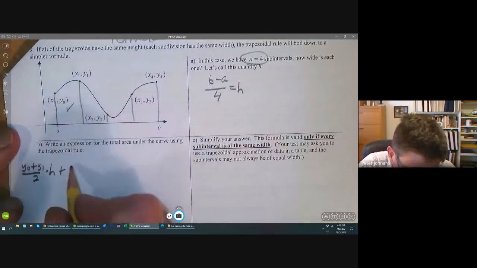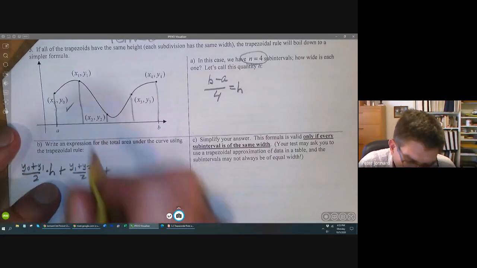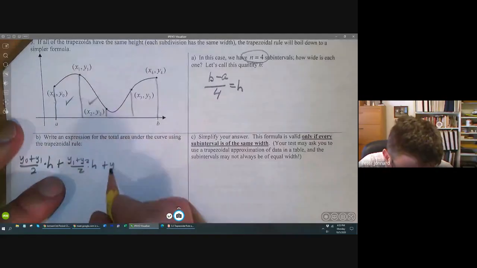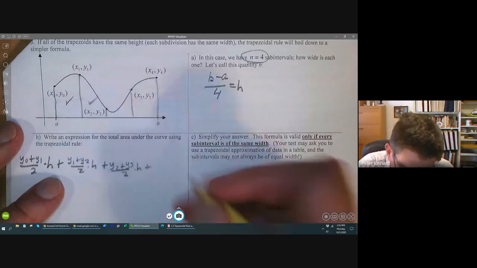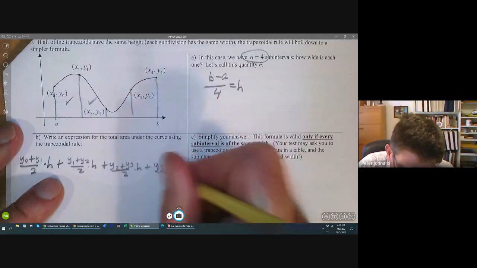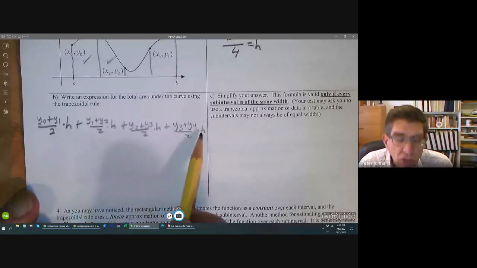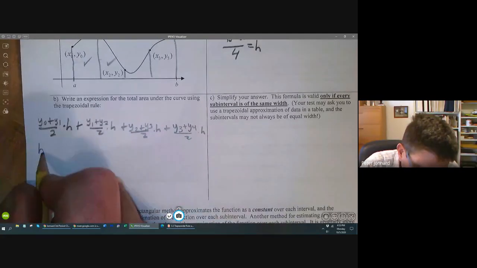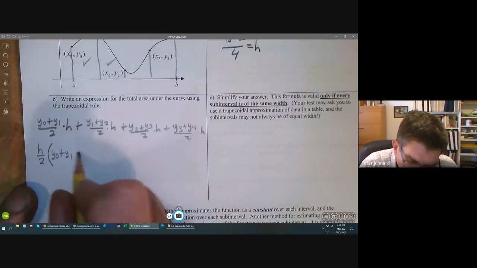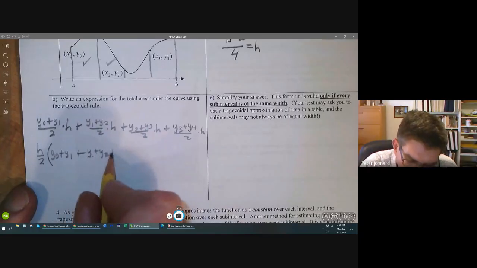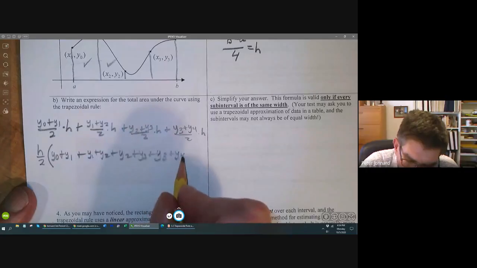The second trapezoid would be y sub 1 plus y sub 2 over 2 times h. That takes care of him. The third one would be y sub 2 plus y sub 3, average that times h. And the last one would be y sub 3 plus y sub 4 over 2 times h. Okay, and you'll notice, well, what if I factor out the h over 2? Okay, so what if I take out the h over 2? Then I would have y sub 0 plus y sub 1 plus y sub 1 plus y sub 2 plus y sub 2 plus y sub 3 plus y sub 3 plus y sub 4, like so.